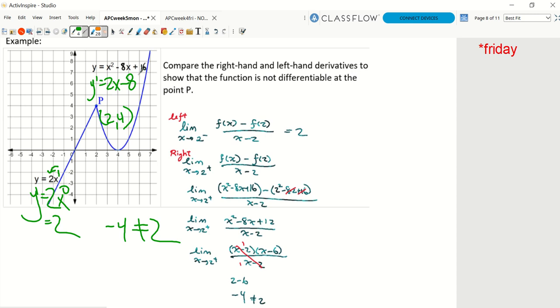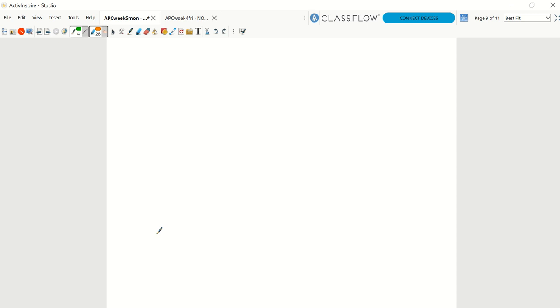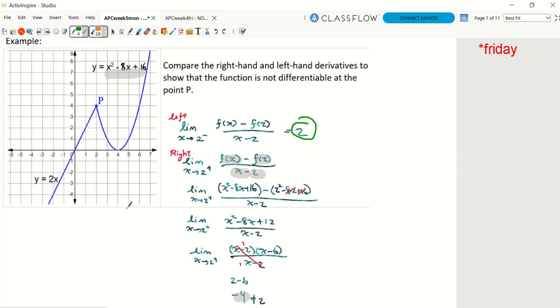That's for this parabola. Then you plug in 2 for x. 2 times 2 is 4, minus 8 is -4. So your slope over here on the parabola at x equals 2 is -4, which does not equal the 2 coming from the left side. So you get -4 does not equal 2, which is not differentiable, which is the same thing we got over here using the old method from Friday.